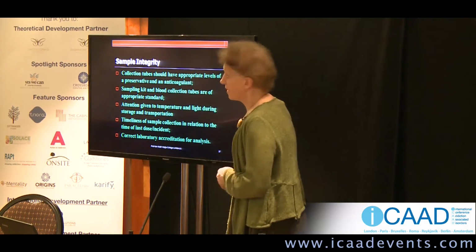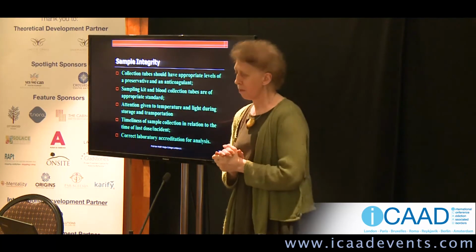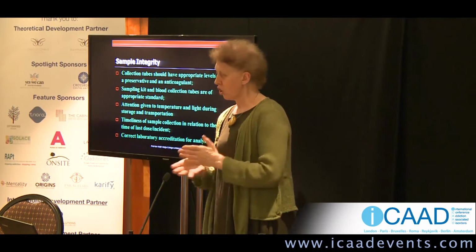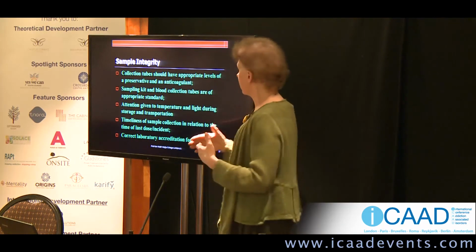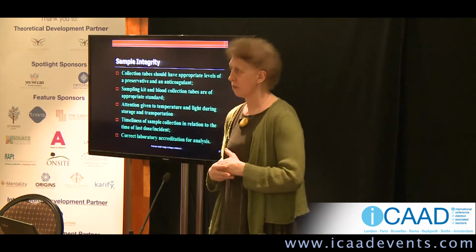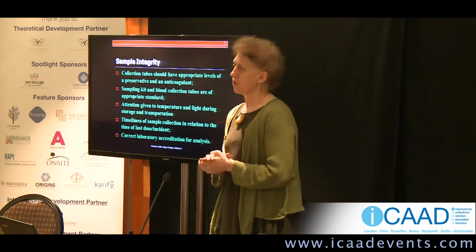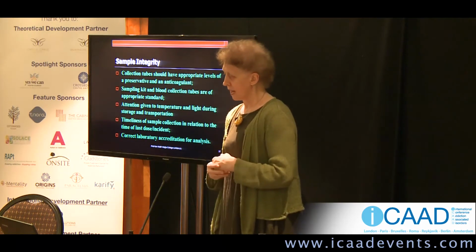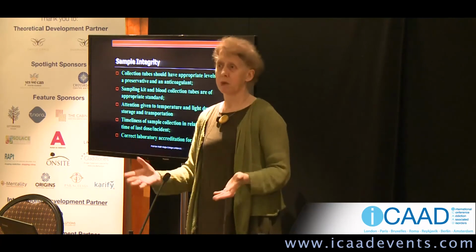In terms of blood and any sample really, sample integrity is very important. The collection tube should have, for blood sampling, at least appropriate levels of a preservative and an anticoagulant in them, so that when they get to the laboratory, the drug has been protected and hasn't broken down. The sampling kit and blood collection tube should be of the appropriate standard.